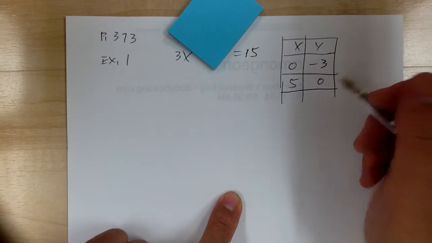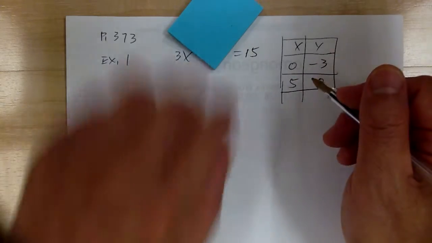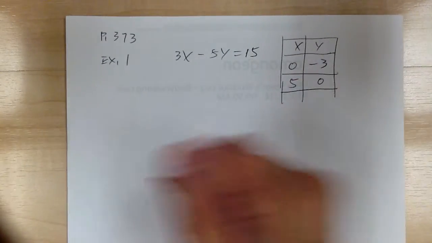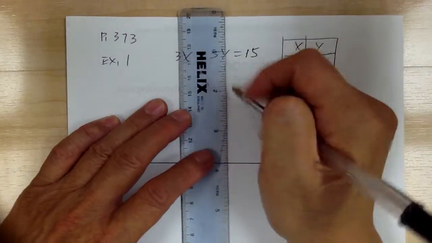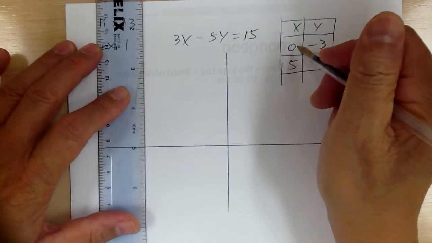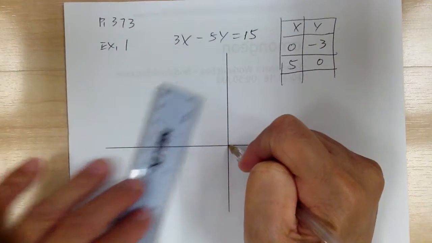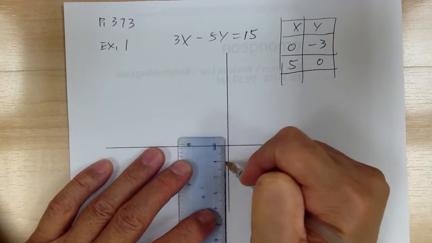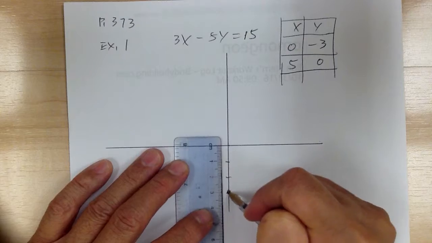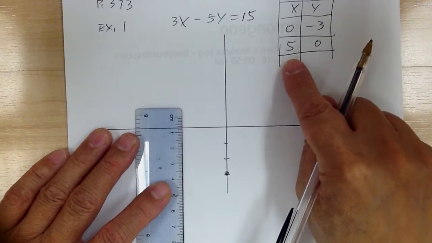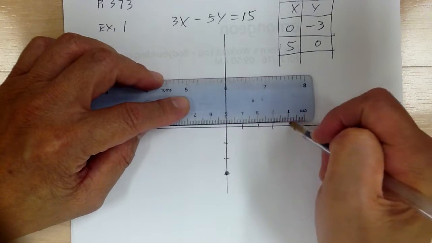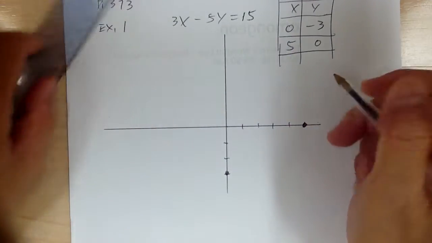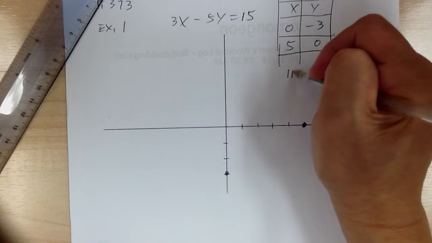Okay. And so these are called the intercept points. Intercept is because it's on the axis. And so when you're ready to draw, okay. So first point is 0, -3. So it's 0, -3. And next one is 5, 0. Now make sure you keep track of your x and the y. So 5, 0. Now these are called the intercepts.